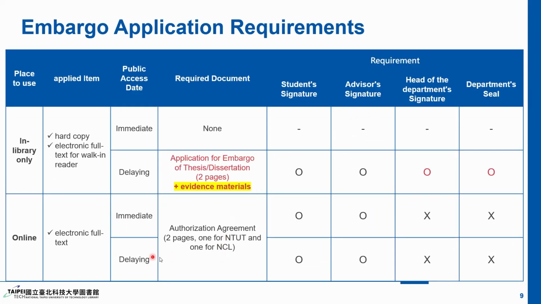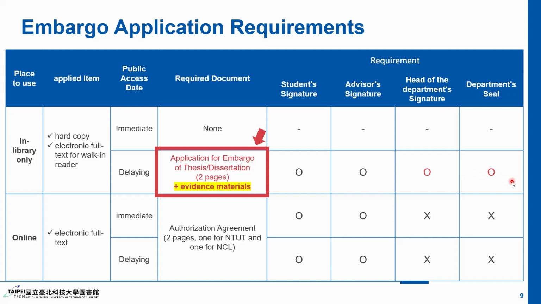For electronic full text, you only need to print out 2 copies of the authorization agreement from the thesis submission system. You and your advisor have to sign on them. But if you need to delay the in-library use, you'll need to prepare 2 copies of the application for embargo of thesis, dissertation, and provide evidence materials. Plus, it's not just you and your advisor who need to sign these forms. The head of the department's signature and the department's seal are also required. All these documents need to be uploaded to the library's thesis submission system when you submit your thesis.